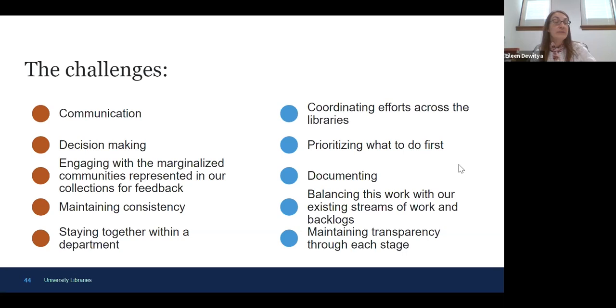Understanding that this work needs to be prioritized, we need to examine how we can balance this with our existing streams of new acquisitions, gifts, and backlogs. Our resources of time and staff remain constant, and it is tough to keep up as collections continue to grow. Next slide, please.